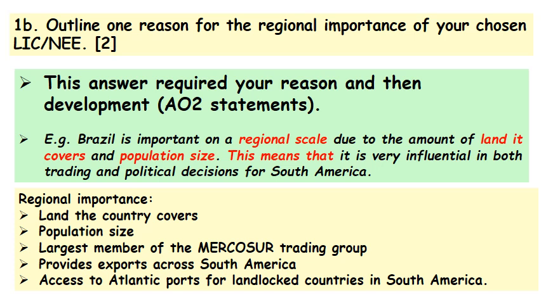At this point, pause the video, highlight or underline in green pen your AO1 point and your AO2 statement used to develop your point. Following this, choose another point to practice developing this again. So from your regional importance bullet points, pick one, add your AO2 statement to improve.